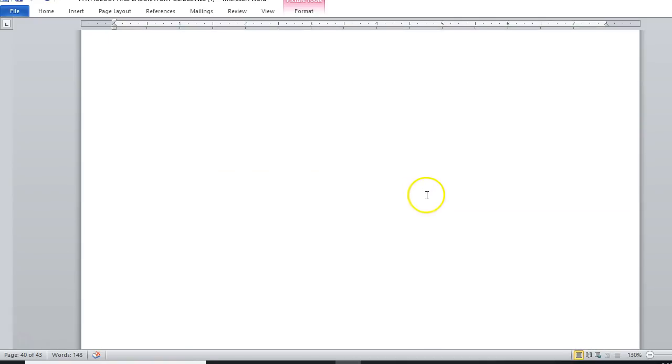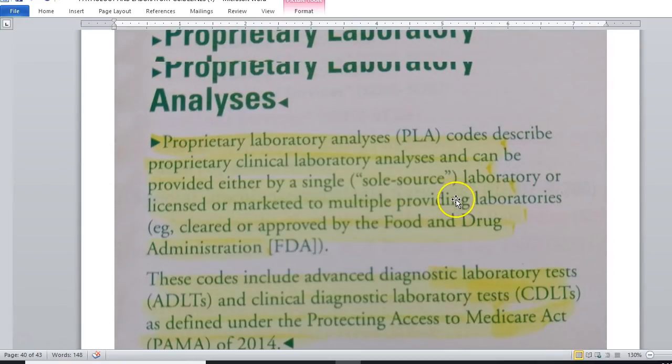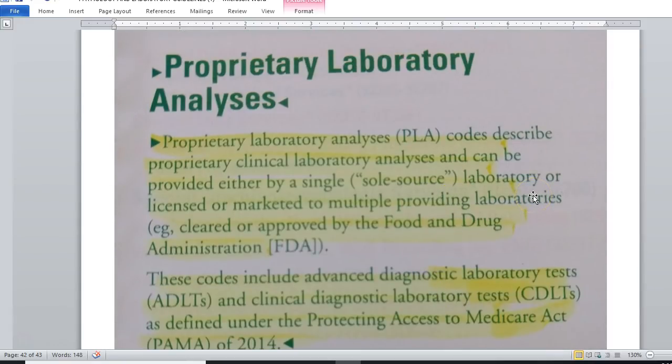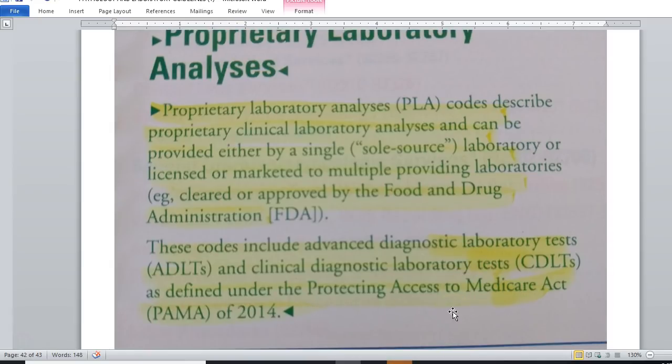The last set of codes are new, and here they are. They're called PLAs, Proprietary Laboratory Analyses. Now, when you go on the AMA website for the CPT book, you can get a link to the PLA section. And the PLA section basically doesn't give you much more than it gives you here. This is what I understand. Laboratories that would like to become PLAs, because it is under the Protecting Access to Medicare Act, or PAMA, of 2014, actually have to go onto the AMA website, go into the PLA section, and apply to be a lab.